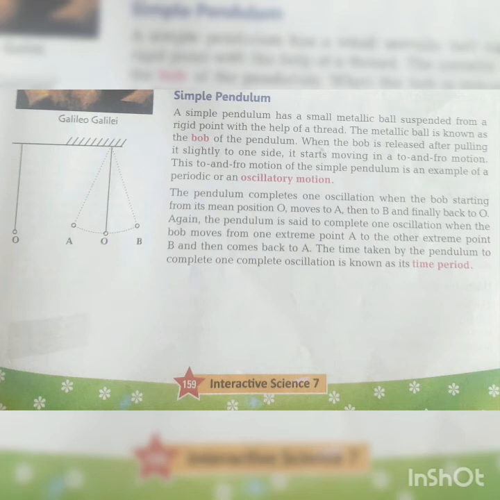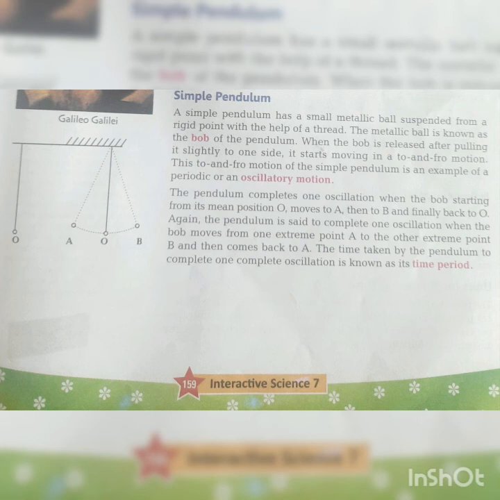Again, the pendulum is said to complete one oscillation when the bob moves from one extreme point A to the other extreme point B and then comes back to A. Now you can assume that the completion of one oscillation can take place from any of these three points. It can be either from A, from O, or from B.